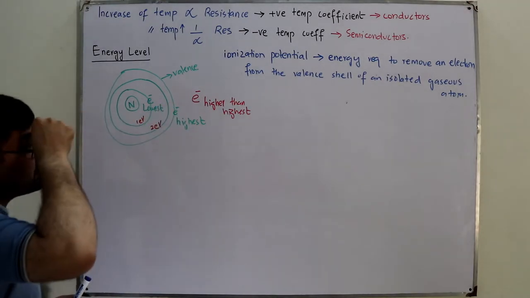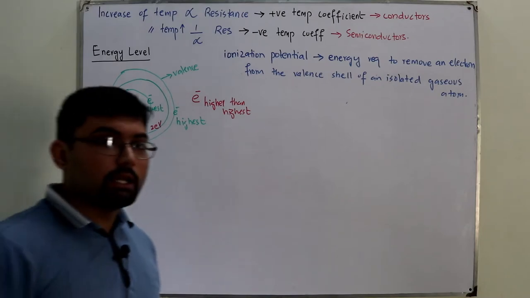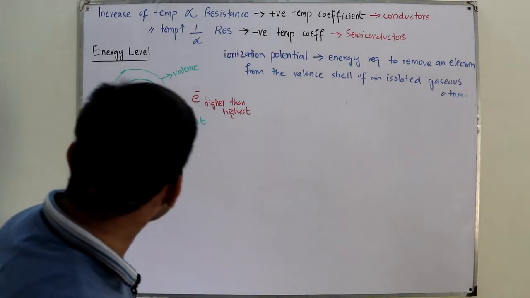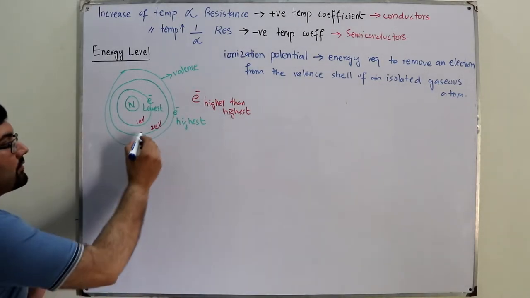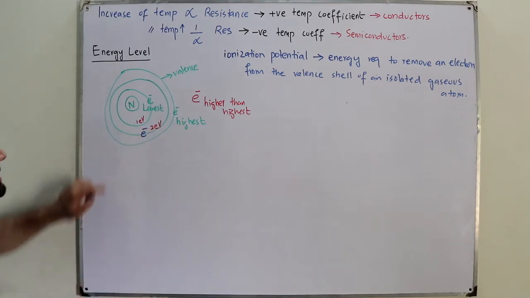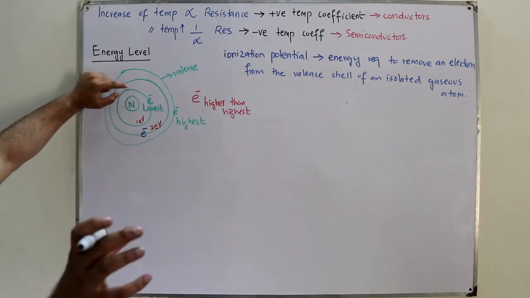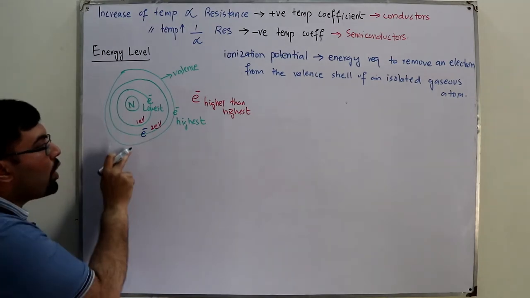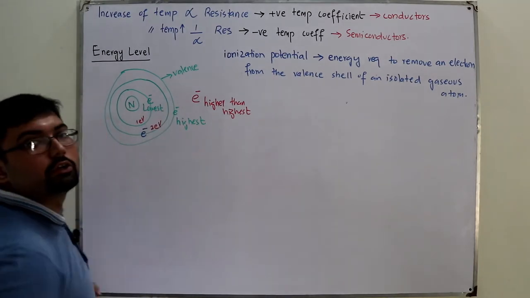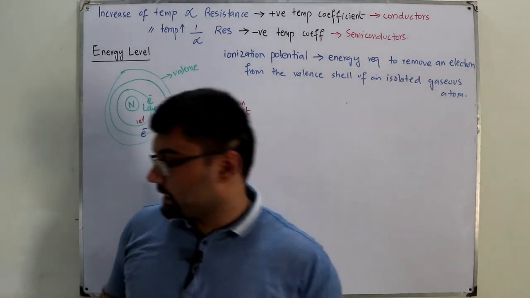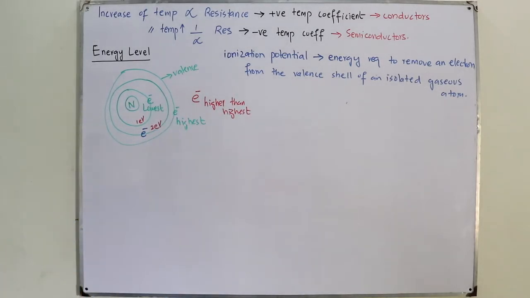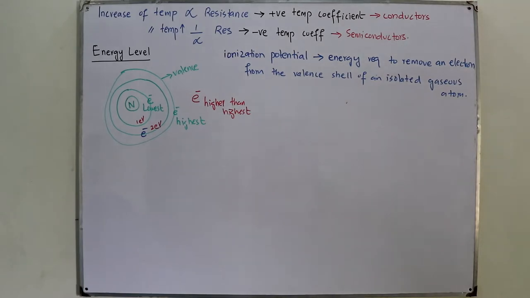If I have to remove this electron from the atom, I have to give it energy. And that energy would be less as compared to removing an electron from the second. Why? Because in the second, the force of attraction from the nucleus would be more on the second electron as compared to the third. Is that fine? The farther the electron is from the nucleus, the higher its energy state. You can read this from the book.